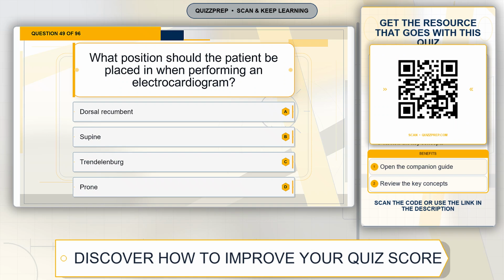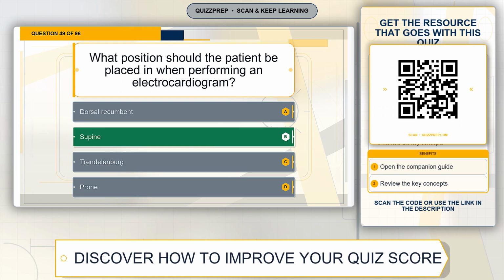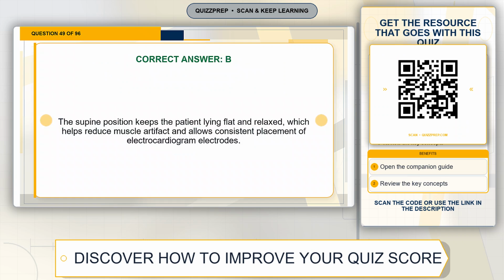Question 49. What position should the patient be placed in when performing an electrocardiogram? Option A, dorsal recumbent; option B, supine; option C, Trendelenburg; option D, prone. The correct answer is option B, supine. Explanation. The supine position keeps the patient lying flat and relaxed, which helps reduce muscle artifact and allows consistent placement of electrocardiogram electrodes.